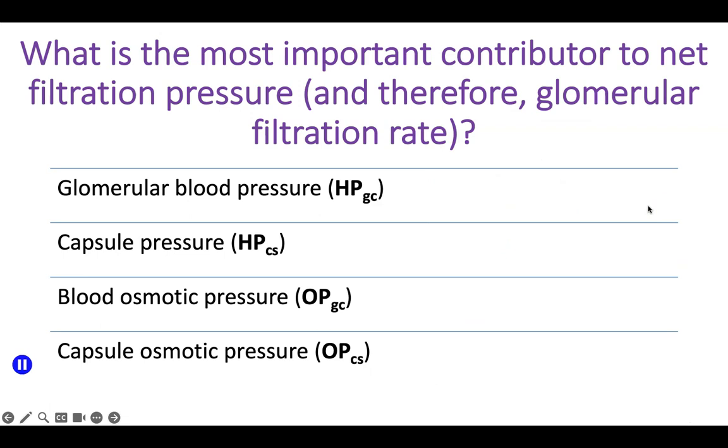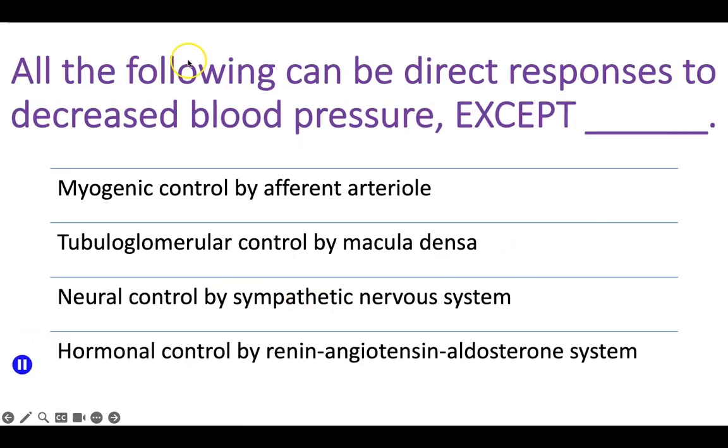I'll leave you with this question. What is the most important contributor to net filtration pressure, and therefore to glomerular filtration rate? And as a bonus question, all of the following can be direct responses to decreased blood pressure except which of the following?